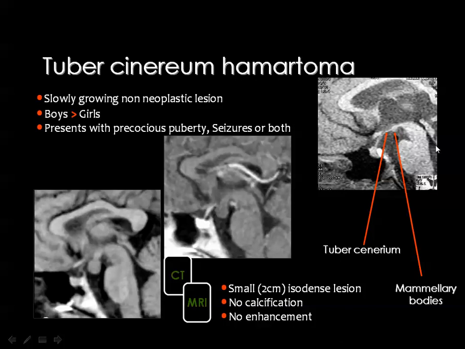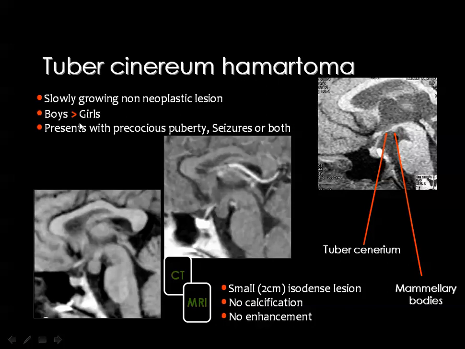Then from the anatomy, remember, this is the mammillary body, and this area is known as the tuber cinereum. There is a known lesion here, which is called the tuber cinereum hamartoma, or the hypothalamic hamartoma. You remember that the tuber cinereum is one of the borders of the hypothalamus. The tuber cinereum hamartoma is a benign lesion arising from the region of the tuber cinereum.